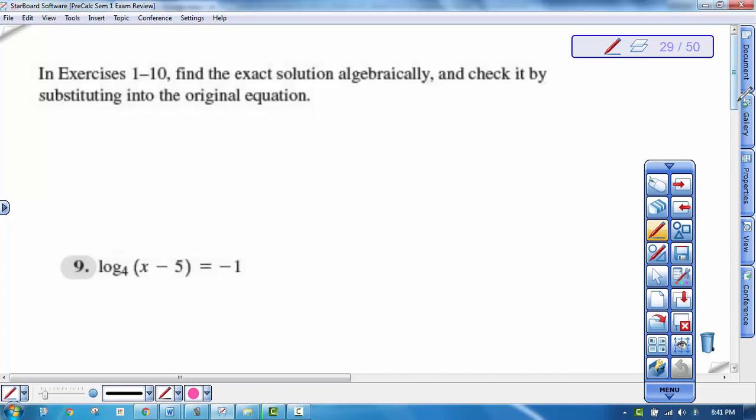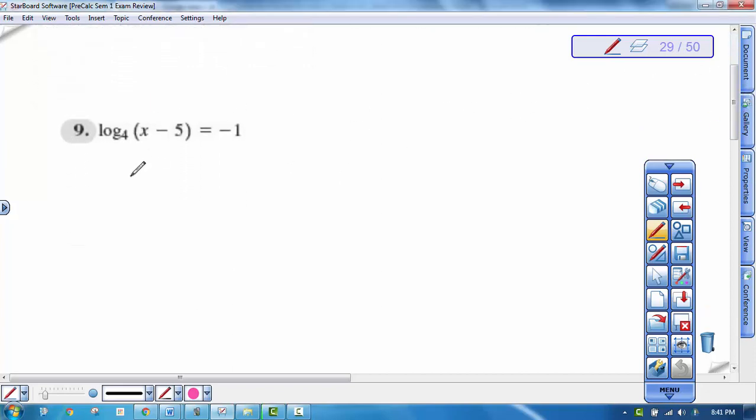Okay, the next problem wants us to solve this log equation. So we're going to do 4 to the negative 1 equals x minus 5, because we know a log is an exponent. So we can do base to the exponent equals the argument to change it into exponential form. This is really 1/4 equals x minus 5.